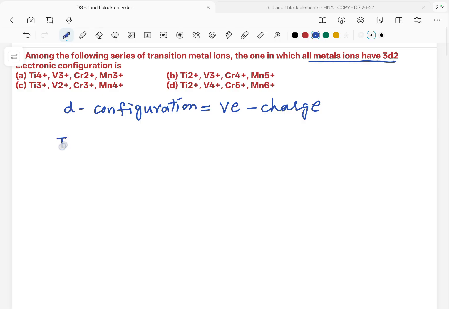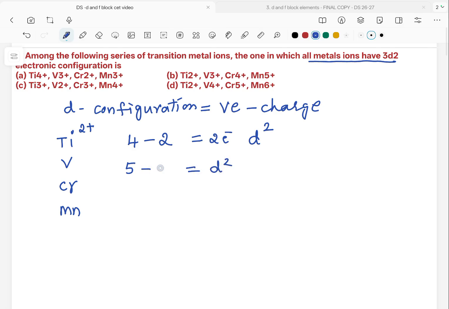The atoms given here are titanium, vanadium, chromium and manganese. The valence electrons of titanium is 4, and how many electrons it has to lose in order to get 2 electrons, that is d2 configuration. It has to lose 2 electrons. Therefore, titanium should exist in 2 plus state. The same way, vanadium valence electrons are 5. In order to get d2 configuration, it has to lose 3 electrons here. So, vanadium should exist in 3 plus state.